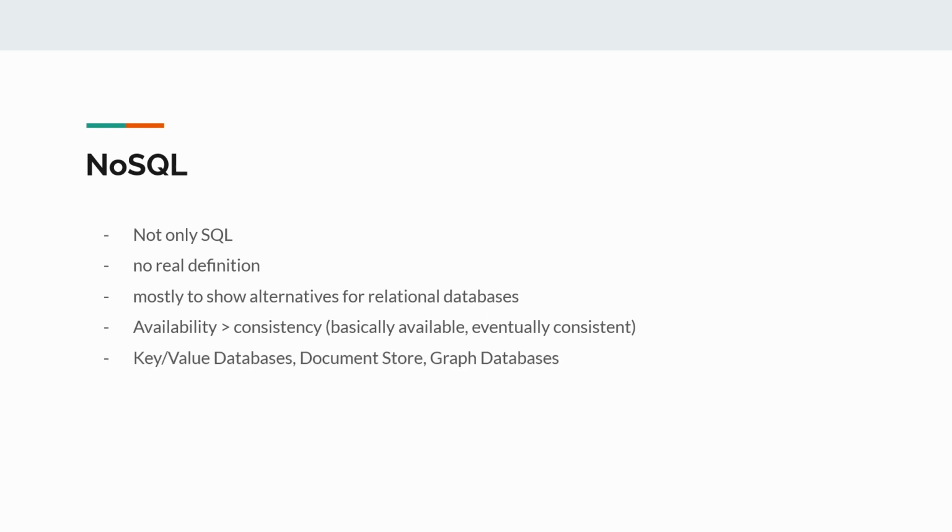So now I want to show you some types of NoSQL databases. I want to show you key-value databases, document stores or document databases, and graph databases. Those are the most popular of the NoSQL databases. Of course, I know there are a lot more different database types in the NoSQL movement, but I can't show you every database type because there are just too many.